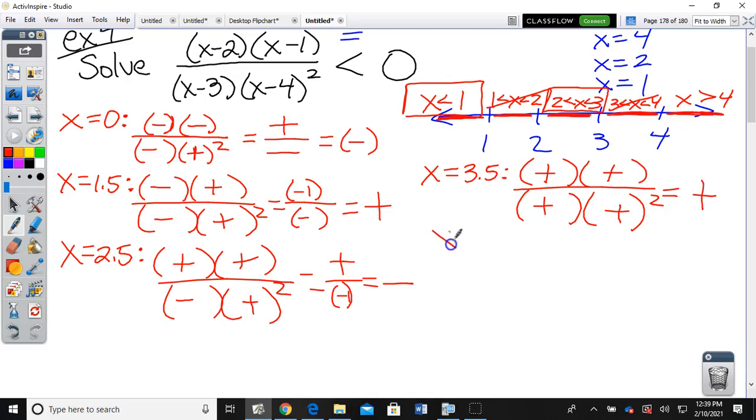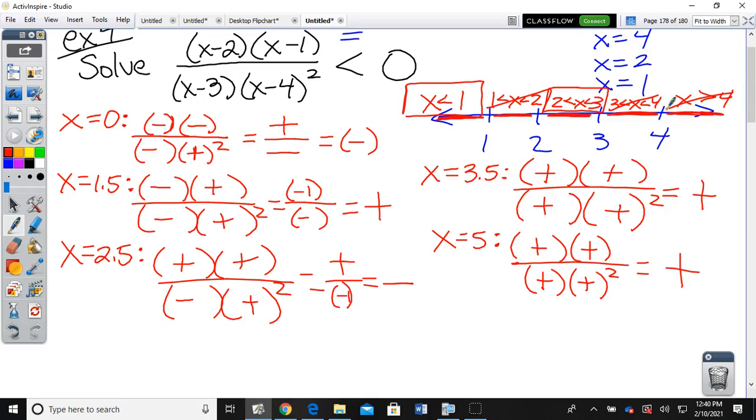And last but not least, something greater than 4, I'm just going to use 5. We could use 17 in the first block just to be fun. It doesn't matter. That's going to be positive, positive, positive, and positive squared, so it's also positive. So that one does not work either. So my answers are x is less than 1, and x has to come between 2 and 3. 2 is less than x, which is less than 3.